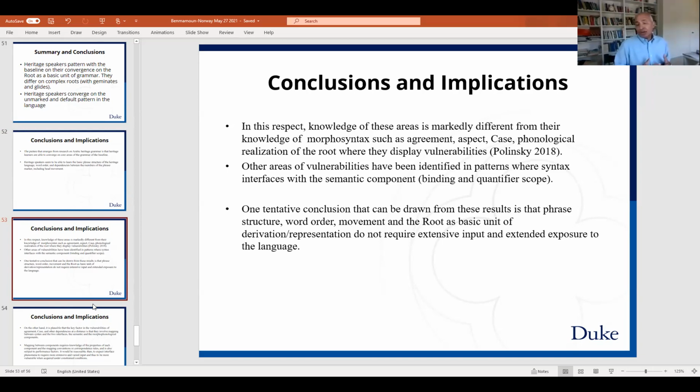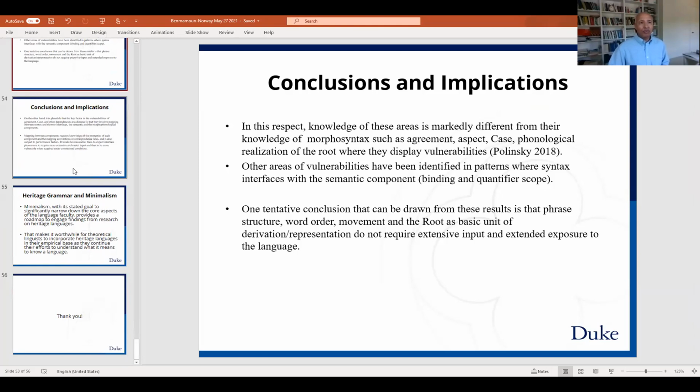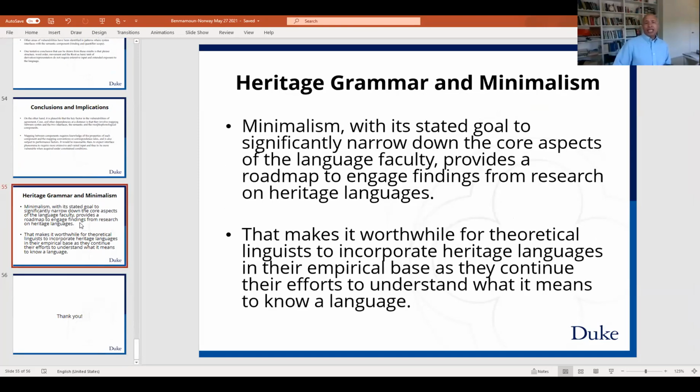So one tentative conclusion that we can draw from this is that phrase structure, word order, movement, and the root as basic units of derivation and representation probably do not require extensive input and exposure to the language, because heritage speakers seem to converge on them quite early with more constrained input. And this is not to say that minimalism is fine and everything is good. There are some questions raised about the complexity of derivations that we have, the correspondence rules that we put in place, the extensive movement operations that we have in some analyses, that we really need to take a close look at to see how they check out when we look at heritage languages and other languages as well.